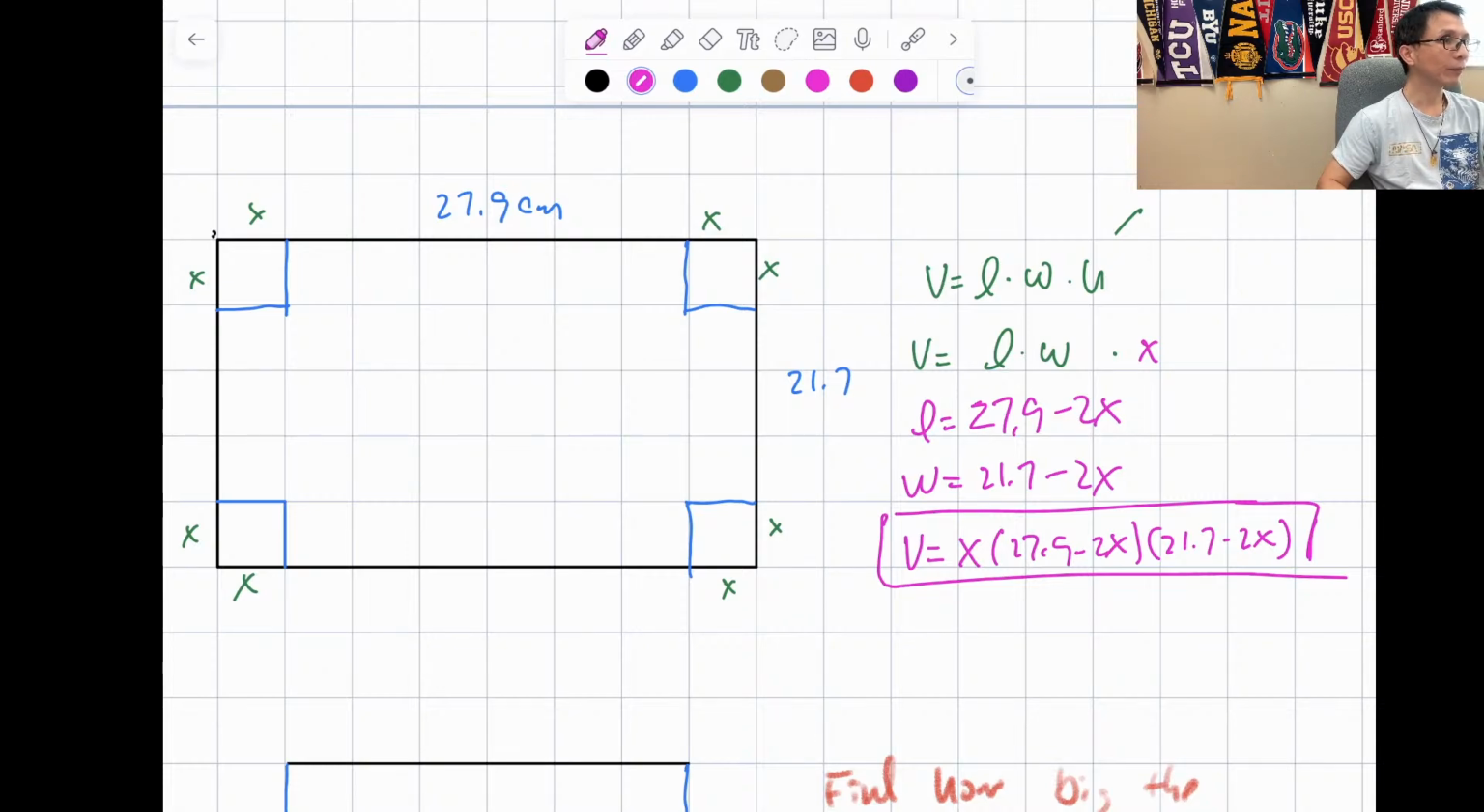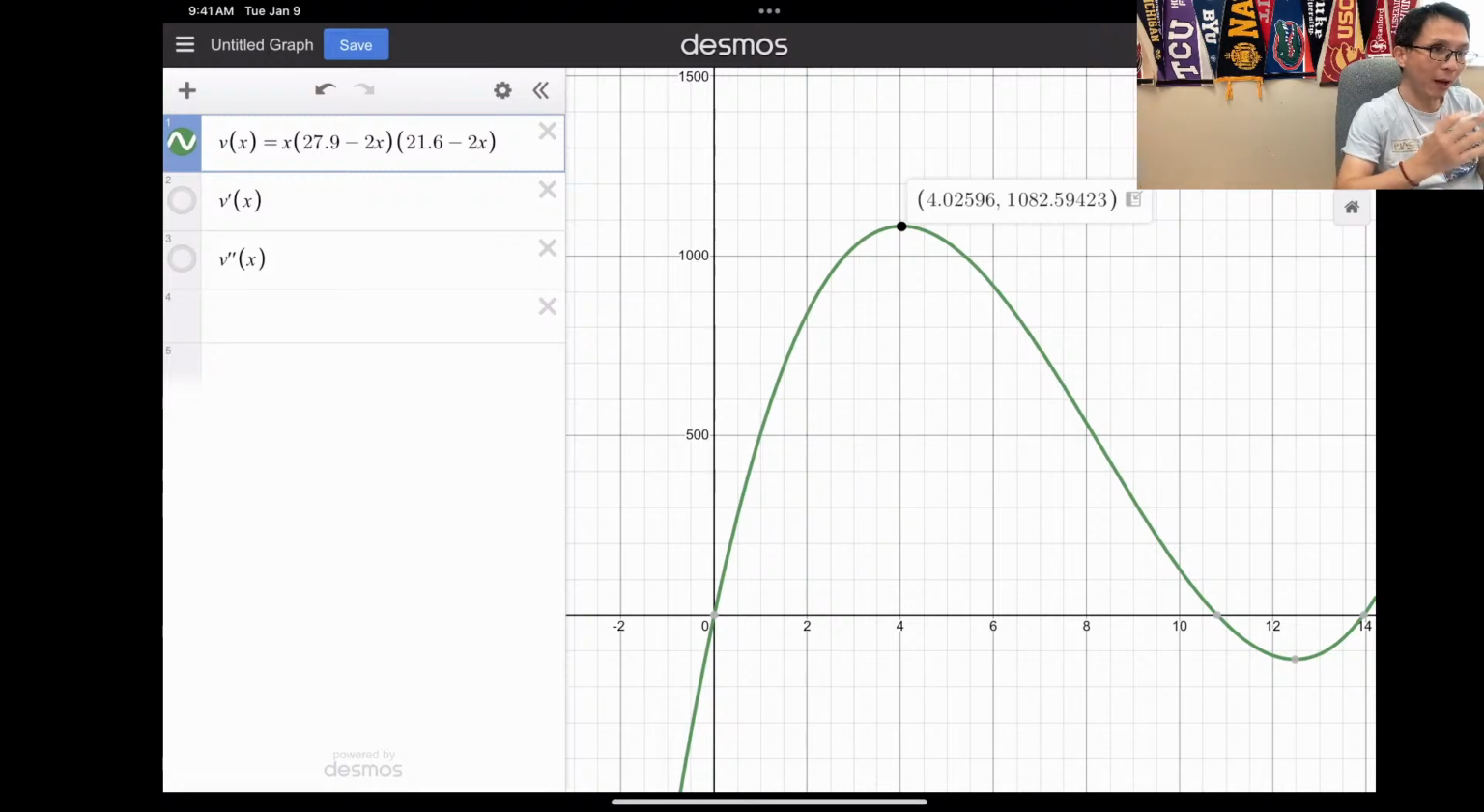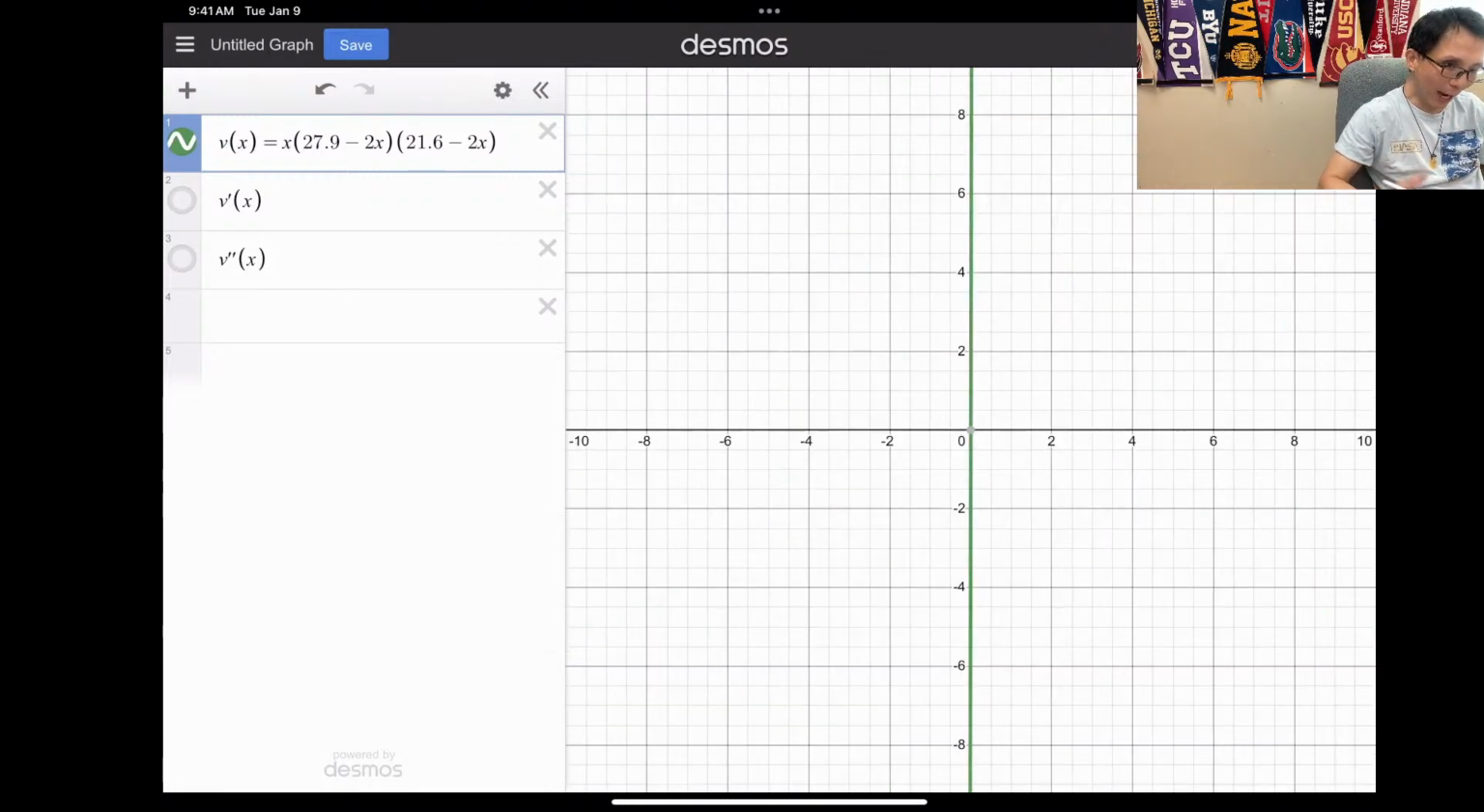Remember, a critical number has a possible maximum and a possible minimum, right? So we're looking for the possible maximum. So this is what we do. But it turns out this question doesn't require calculus, but with calculus, it's going to be easier. So this is the actual graph. Now, I want you to take out a graphing calculator and graph this function, x times 27.9 minus 2x, times 21.6 minus 2x.